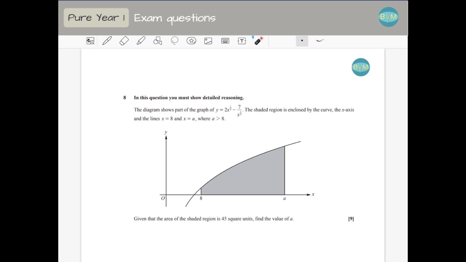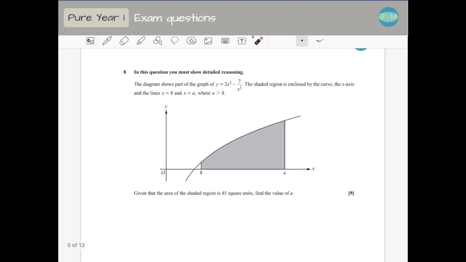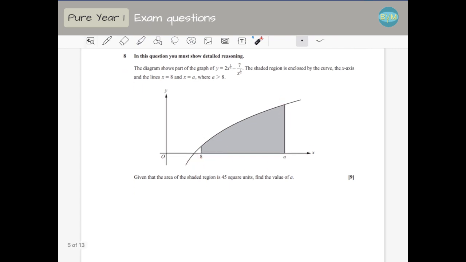Hello, this is question 8 on your June 2018 paper 2 from OCR. It's the AS paper, and the diagram shows part of this graph. The shaded region is enclosed by the curve, the x-axis, and the lines x equals 8 and x equals A. A is greater than 8, so it's on the right. Given that the area is 45, find the value of A.